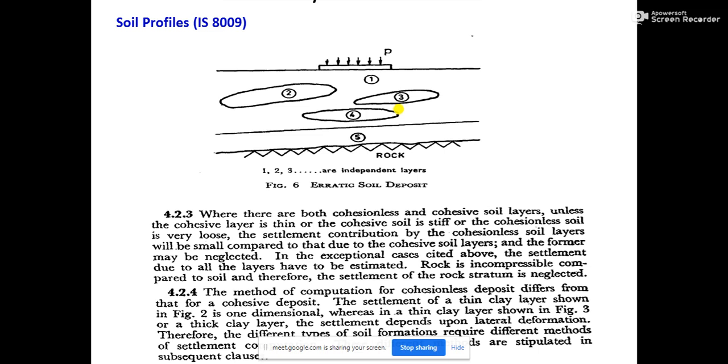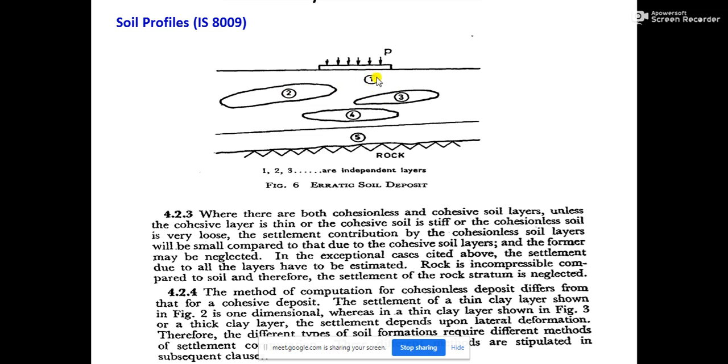What is differential settlement? Suppose this layer number 1 is your sandy soil, and this layer 2 is your clayey soil. Suppose you are constructing a column over here and a column over here, at the same depth. So one footing will be on clay layer 2, and one footing will be on sandy layer 1.